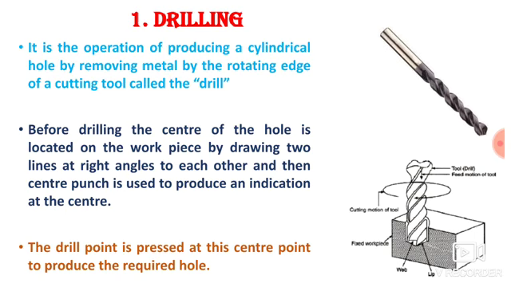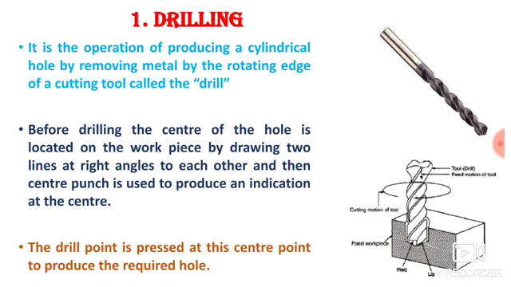That punching process is done to produce an indication which shows the center. Okay. Then the drill point is pressed at this center point to produce the required hole. So the very first process is marking. After marking, the punching is done, and after that the drilling is done.